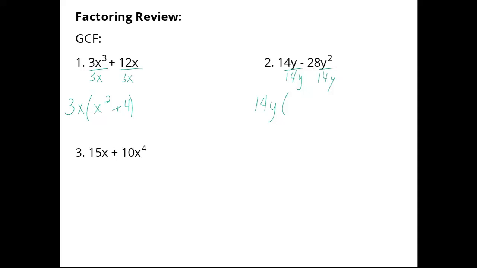Interestingly enough, the first term is the GCF, so that becomes a 1. And then minus 24 divided by 14 is 2. Y squared divided by y is y. So again, the video will pause, try example 3, and then we'll try the next factoring technique.